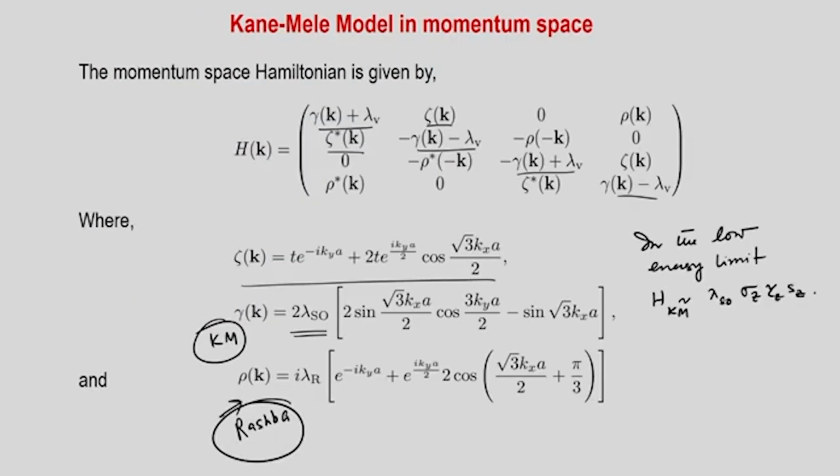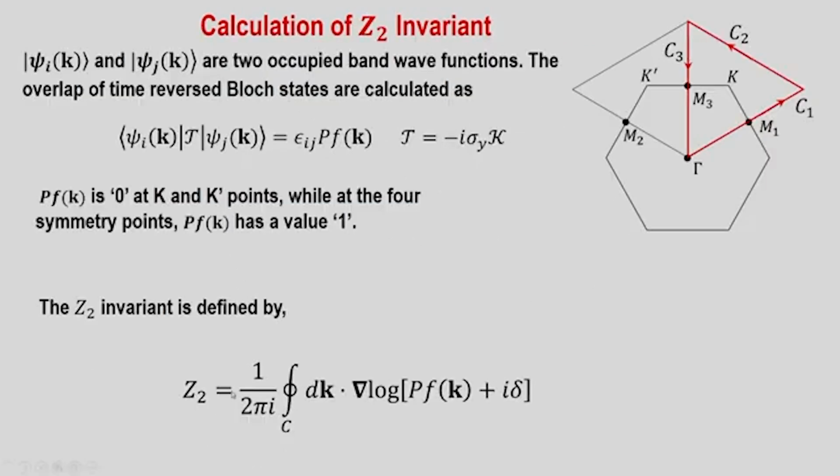So, given that it is a 4 by 4 Hamiltonian, in the k space it can easily be diagonalized in order to calculate the eigenvalues and the eigenvectors. And once we get the eigenvalues and the eigenvectors, we know that we can calculate the topological invariant. Let us take two occupied bands corresponding to two spins, which are psi i and psi j. These are the occupied band wave functions, and the overlap of the time reversed Bloch states is calculated using this formula. Okay.